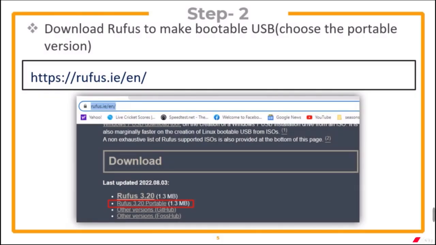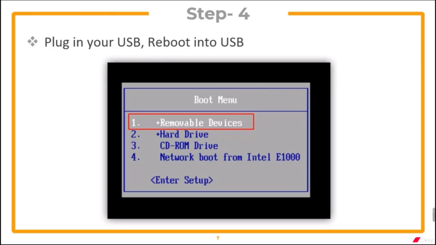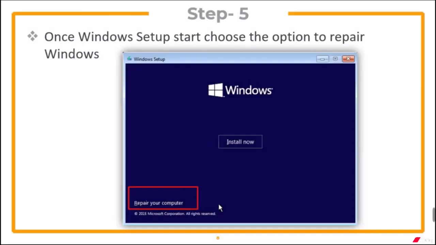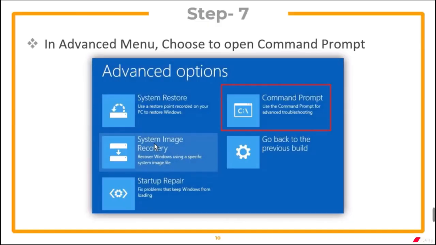Now download Rufus to make a bootable USB, and choose the portable version to download. Now run Rufus and select your Windows ISO and the USB drive, and make it bootable. Now plug in your USB and reboot into the USB drive. Once Windows starts, choose the option to repair Windows. Now choose the option to troubleshoot, and in the troubleshoot menu, choose advanced options. Now in the advanced menu, choose the option to open command prompt.